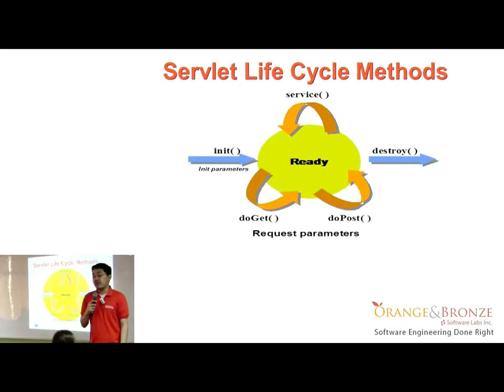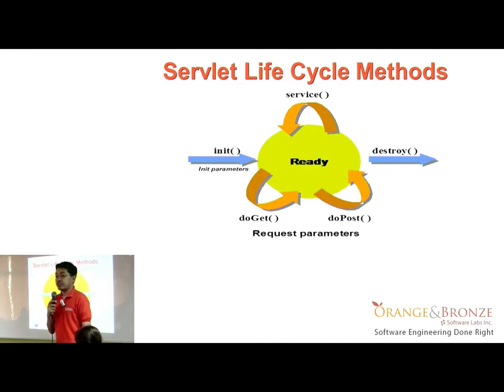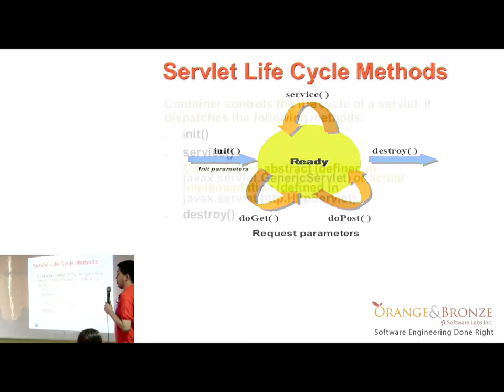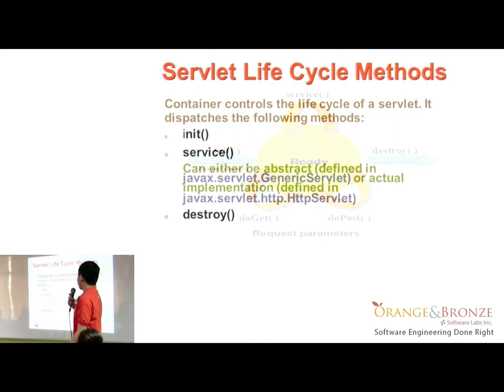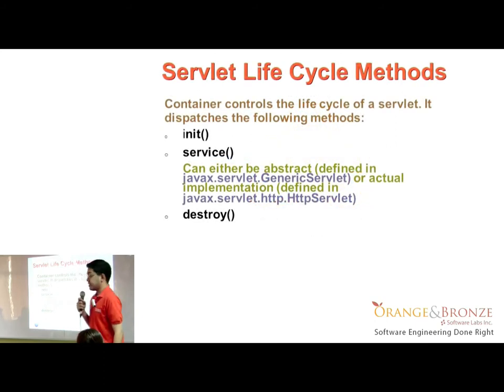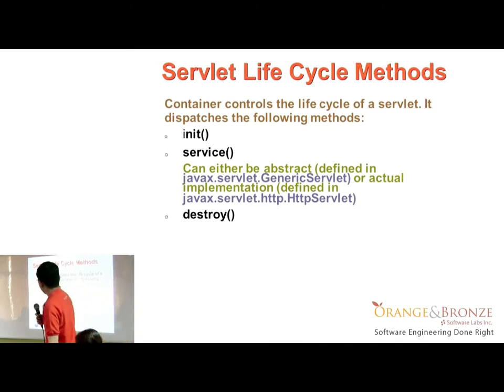In destroy, you would do stuff like free up database connections, close file streams, deallocate any memory which you might have allocated, although in Java you actually don't need to do that since it's taken care of for you. Okay, so this is all the stuff I just said. The container controls the life cycle of a servlet, and it dispatches init, service, and destroy. Service is the one, again, that figures out whether you do doGet or doPost.